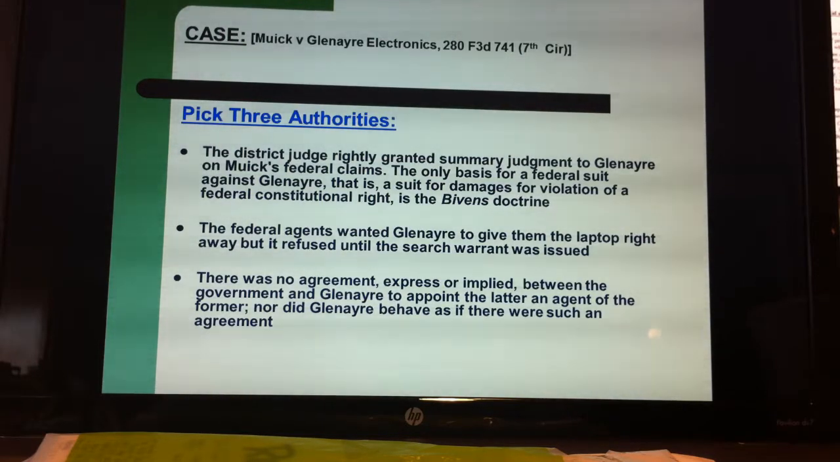Next, the federal agents wanted Glenayre to give them the laptops right away, but it refused until the search warrant was issued, because the computer contained confidential corporate information, and it was happy to take the computer right away from Muick for obvious reasons. Anyway, an agency relationship is created by agreement and obligates the agent to act on behalf of the principal. There was no agreement, express or implied, between the government and Glenayre to appoint Glenayre an agent of the government.